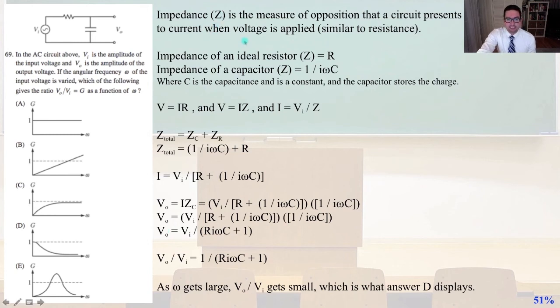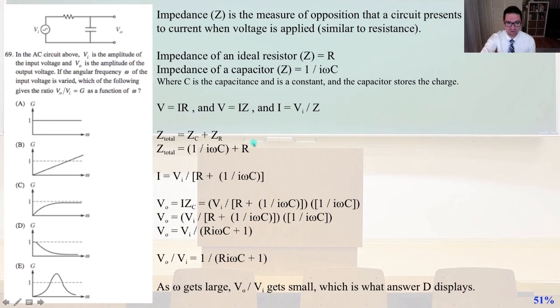The impedance Z is the measure of opposition that a circuit presents to current when voltage is applied. It's similar to resistance. So the impedance of an ideal resistor Z equals R, but the impedance of a capacitor Z equals 1 over iωC, where C is a capacitance and is a constant, and the capacitor stores the charge. So V equals IR and V equals IZ, and I equals VI divided by Z.